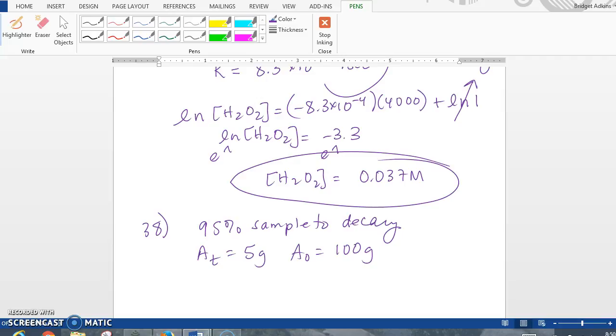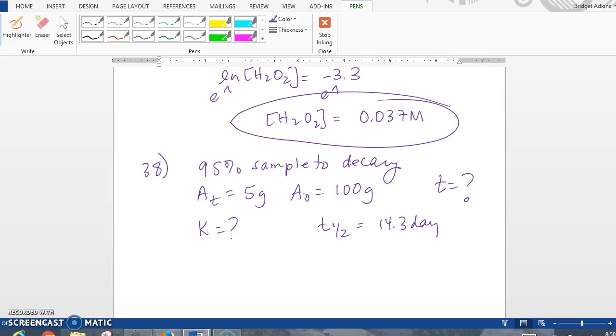And since you know it's first order, and in the problem they want to know how long does it take, they're looking for the time. Well, that's great and all, but we need to know what k is. But if you look at the problem, they told you the half-life. They said the half-life of this is 14.3 days. If you remember, the half-life for a first-order reaction is 0.693 over k. So if I now know what t1/2 is, then I can solve for k. And that k comes out to 0.0485 per day.